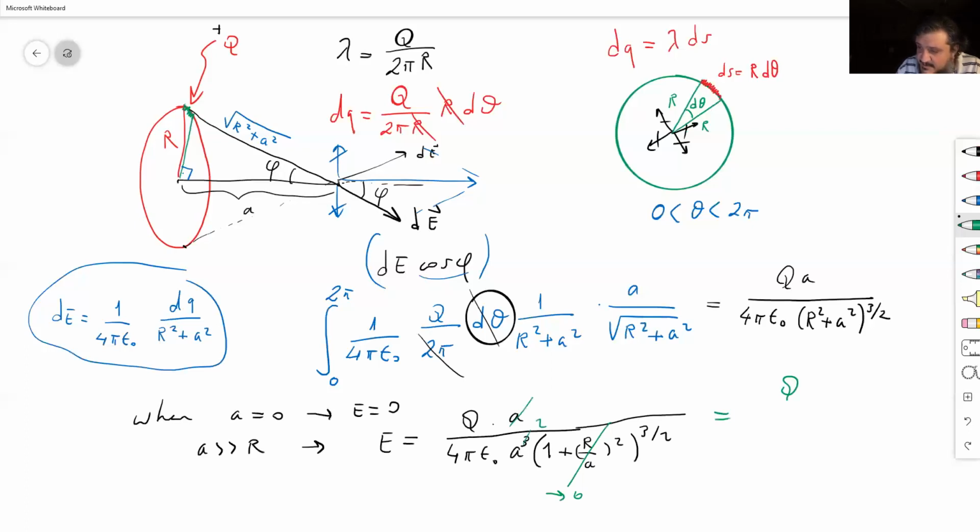The answer is actually something you already knew, right? A squared, just like in the previous case. If you're really far from that circle, the circle appears like a dot, a point charge. So you get back q over 4 pi epsilon 0 a squared. Okay? You get the original formula. So it checks.